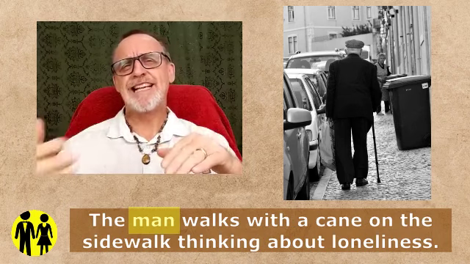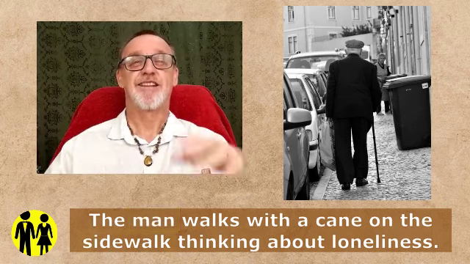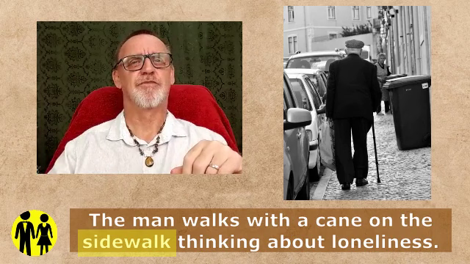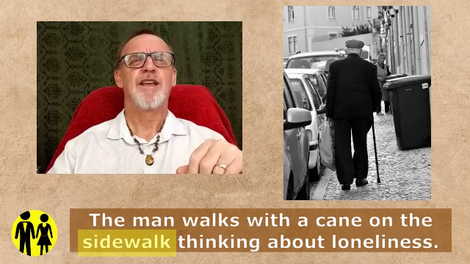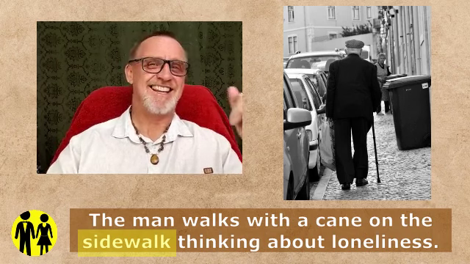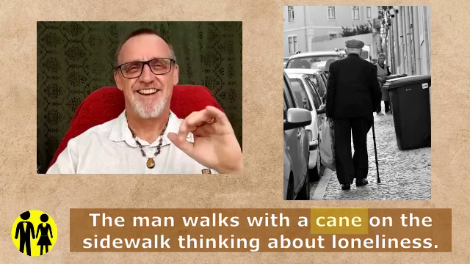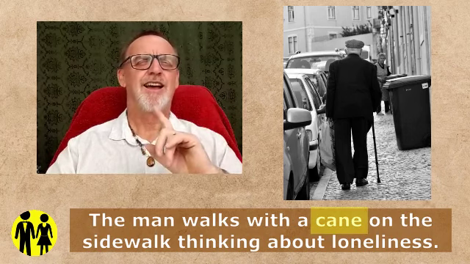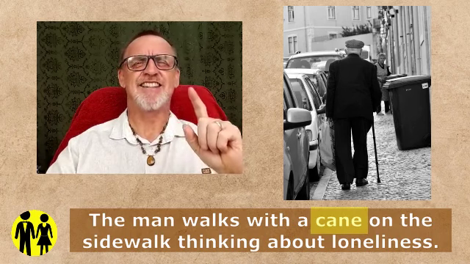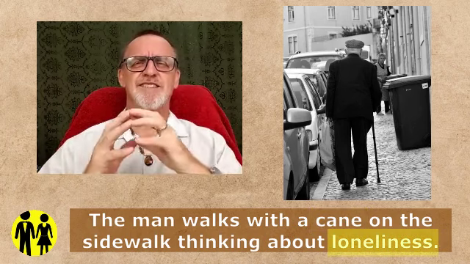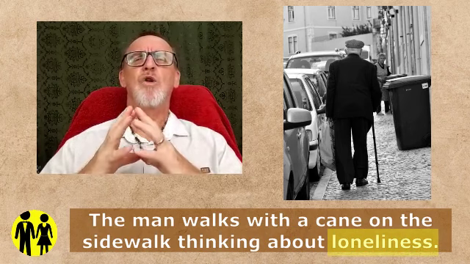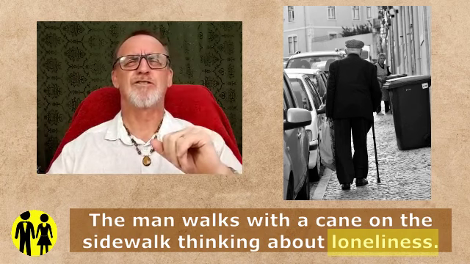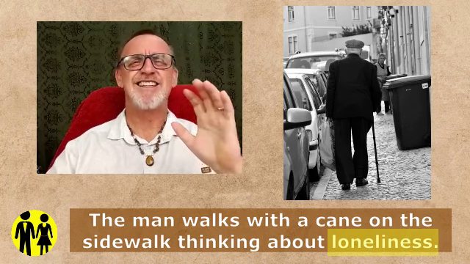What is the place in this sentence? A sidewalk. So sidewalk is the noun. What is the thing in this sentence? A cane. So cane is the noun. And what is the idea in this sentence? Loneliness. This kind of noun is the most difficult to find because it's an idea.